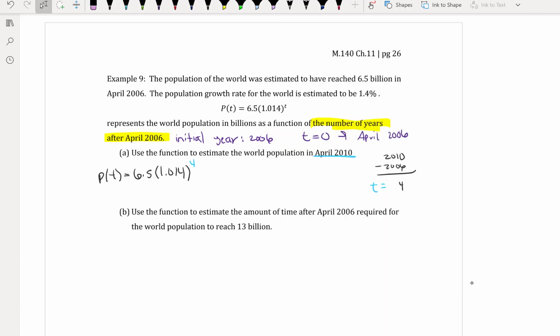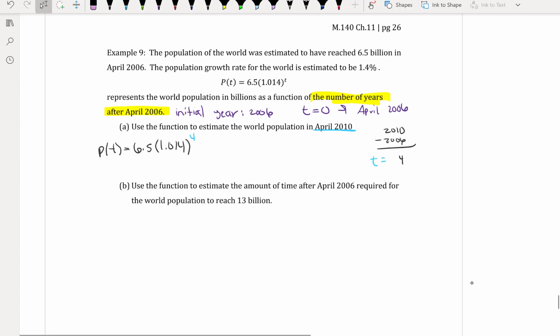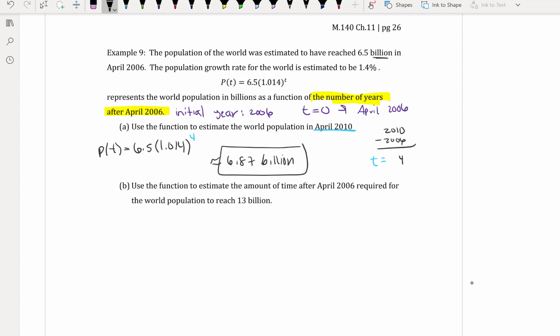Okay, let's see if it says to do any rounding. Oh, it just says to estimate the world population. So I'm just going to go ahead and estimate it as 6.87, and it's not 6.87 people, right? That can't be the world population, to be almost 7 people, or even thousands, or even hundreds. It's going to be billions. So 6.87 billion people is supposed to be the world population in 2010.